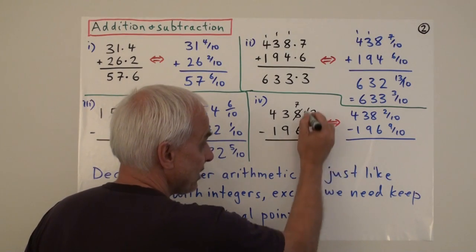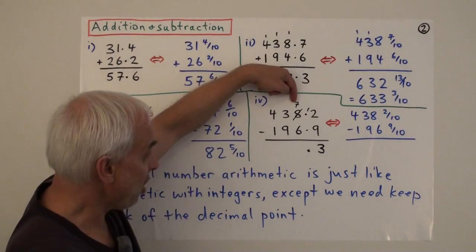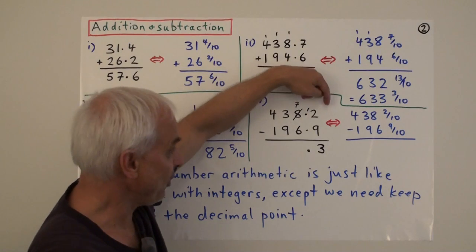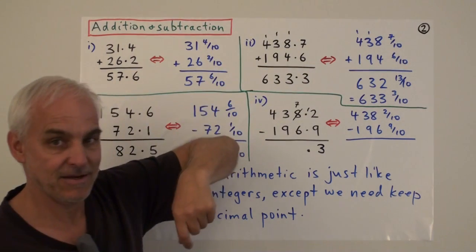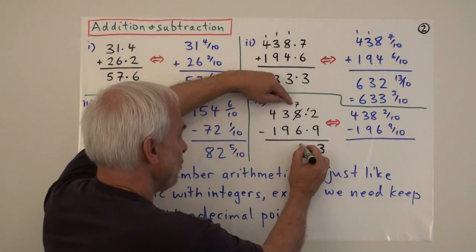The decimal point is lined up with the decimal points of the other two. In the ones column, we had 8 before, but now we only have 7 because one of them was used to add 1/10 to that side. So now we have 7 minus 6, that's just 1.